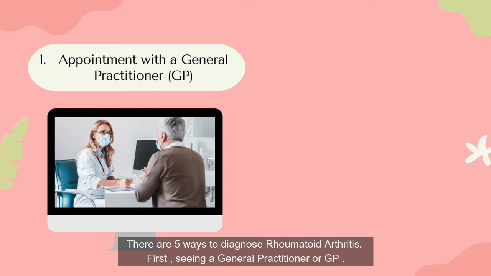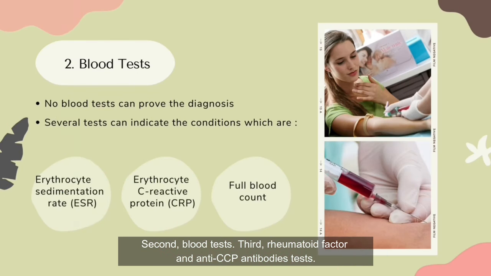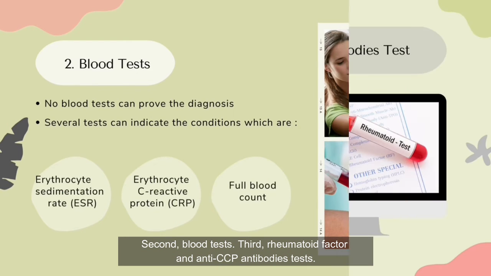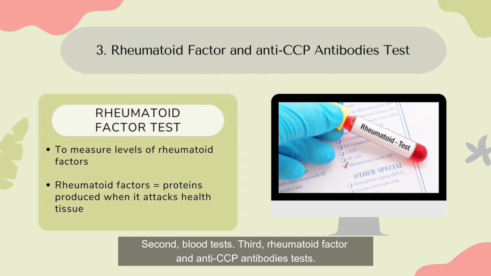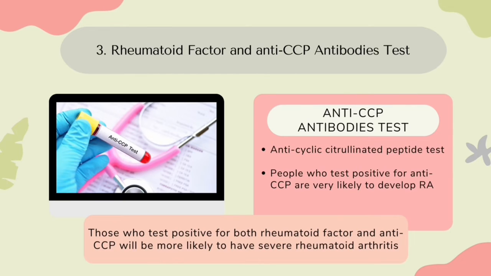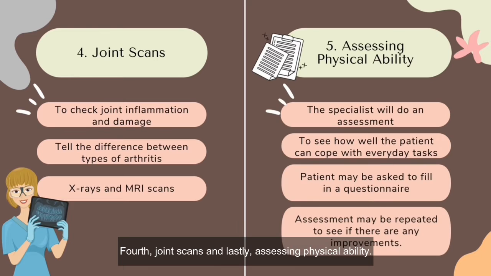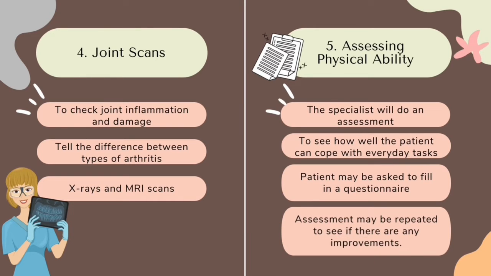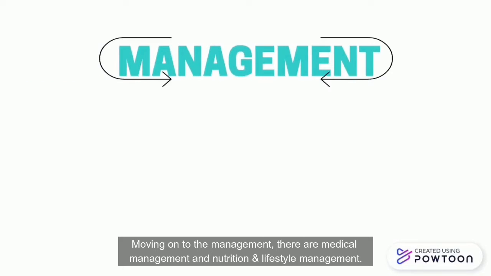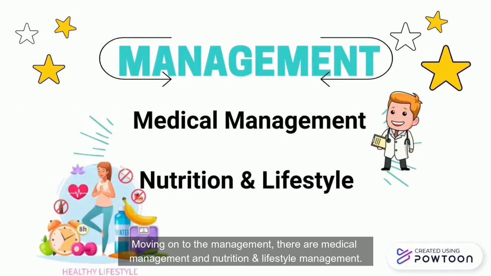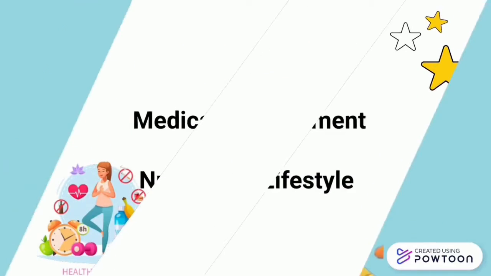First, seeing a general practitioner. Second, blood test. Third, rheumatoid factor and anti-CCP antibodies test. Fourth, joint scans. And lastly, assessing physical ability. Moving on to the management, there are medical management as well as nutrition and lifestyle management.